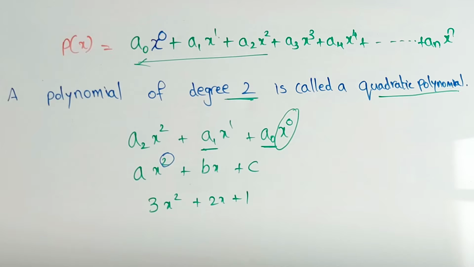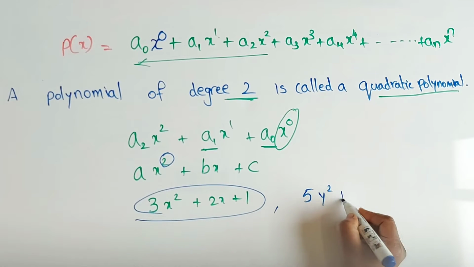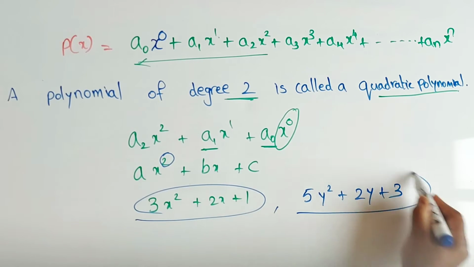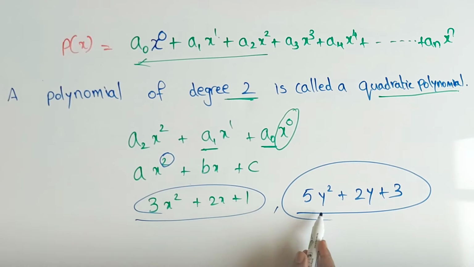This is a quadratic polynomial. Correct? One more: 5y square plus 2y plus 3. This is also a quadratic polynomial. Here you can take any variable: x, y, p, q, anything, children. So 5y square plus 2y plus 3 is also a quadratic polynomial.